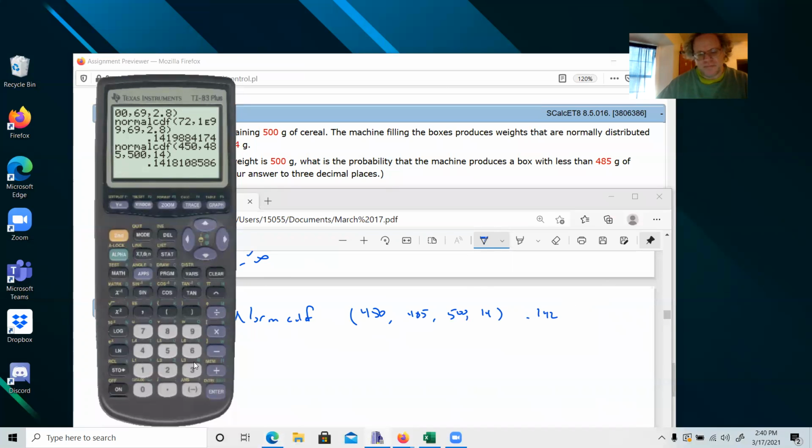Okay. What if I did this a little bit differently? I said distributions, and instead of putting in 450, I'm going to be real lazy. I'm just going to put a small number in. How about 0, up to 485, parentheses, 514. Okay, again, 0.142 to 3 decimal places.